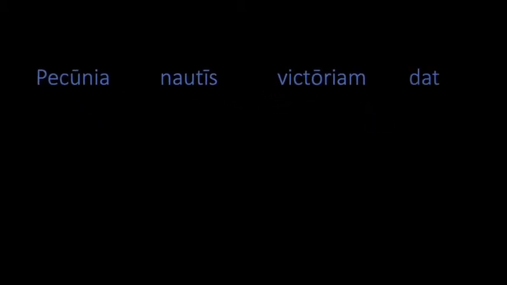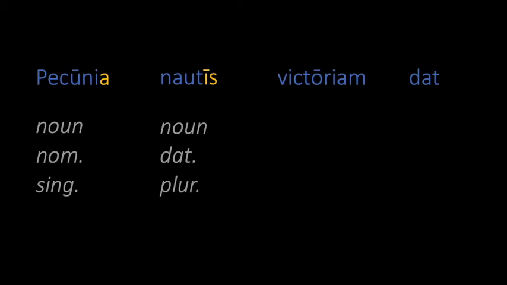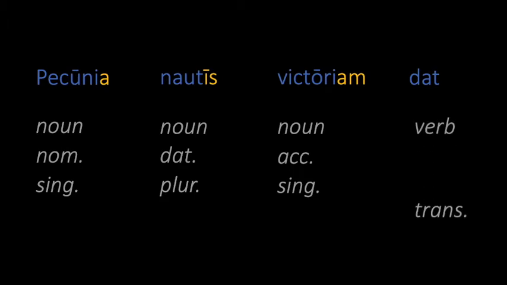Pecunia is a noun. Its ending is nominative singular. Nautis is also a noun. Its ending suggests that it is a dative plural. Victoriam is yet another noun and has the -am ending, so we know it is accusative singular. Dat is a verb, and it is transitive. It has the -t ending, so it is singular.